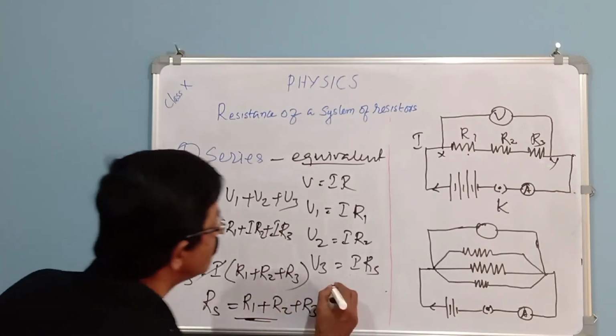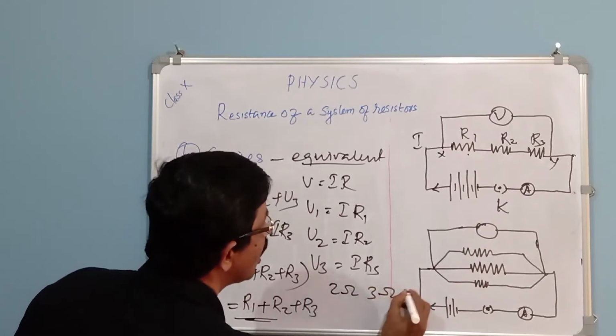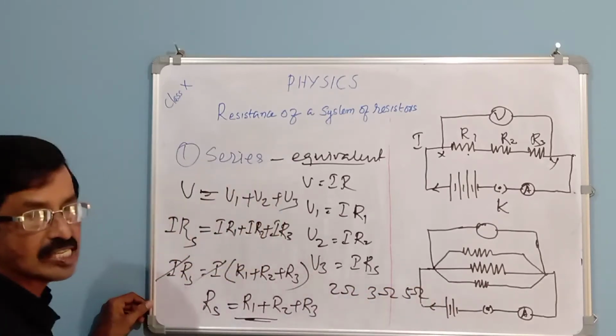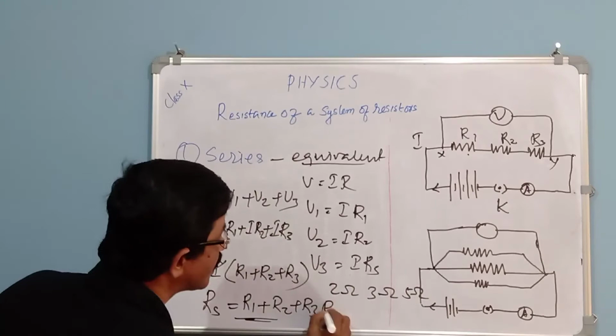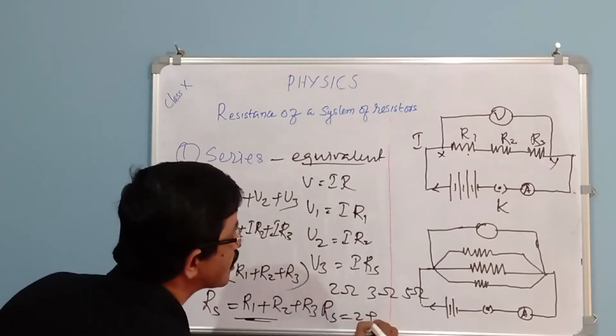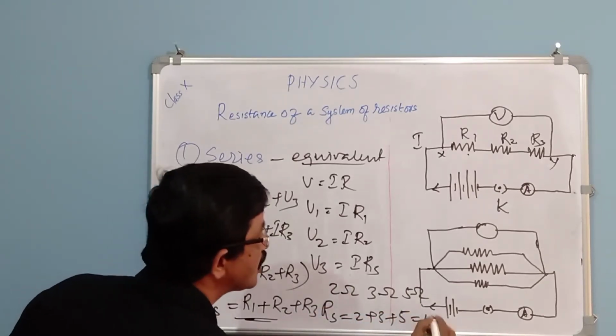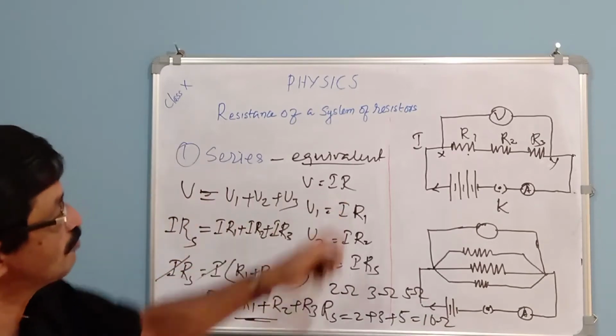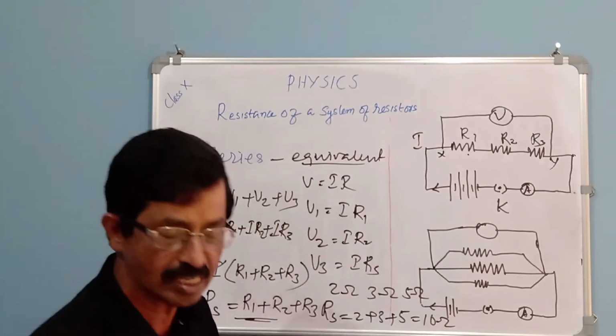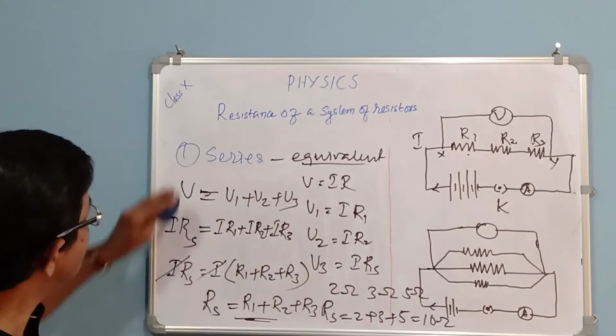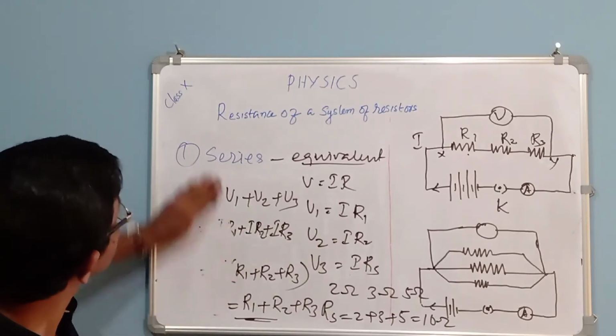Let 2 ohm, 3 ohm and 5 ohm be connected in series. Now the equivalent resistance Rs is equal to 2 plus 3 plus 5, that is equal to 10 ohm. That means the effective resistance in the circuit is much more than the individual resistances.